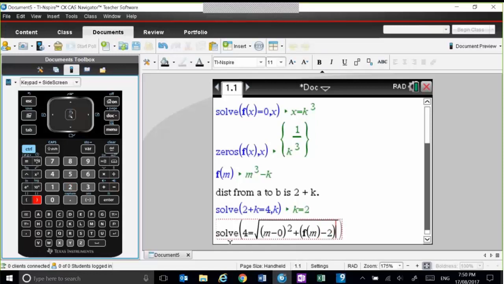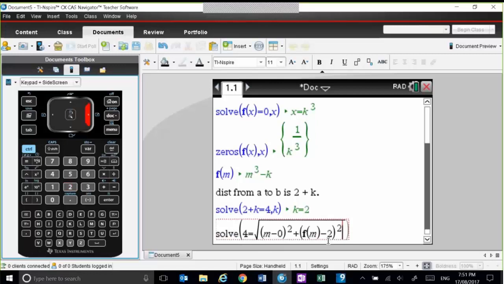So remember, the y value is worked out in terms of m by substituting m into the function, and then we're subtracting the y value 2, which is on the axis. And then don't forget we need to square that result. So just have a close look at that. The distance we were told was 4 equals the square root of the distance between the two x-coordinates and the difference between the two y-coordinates.